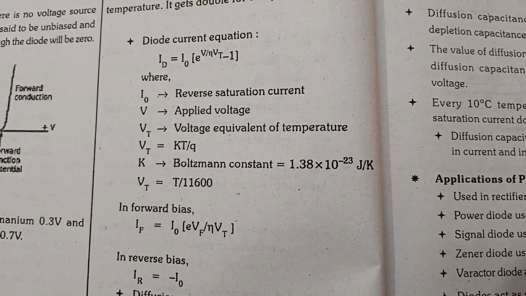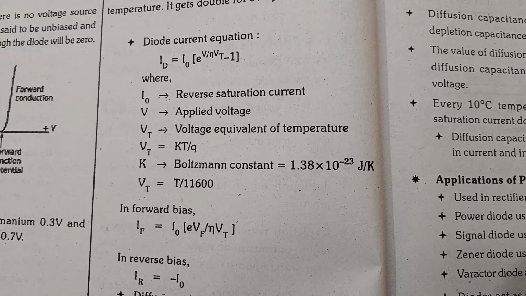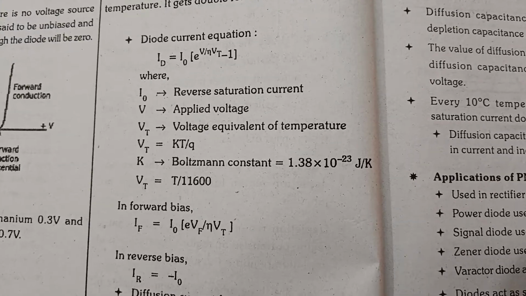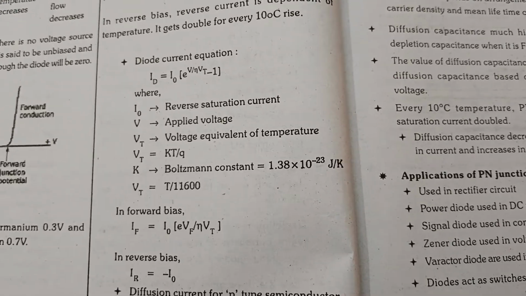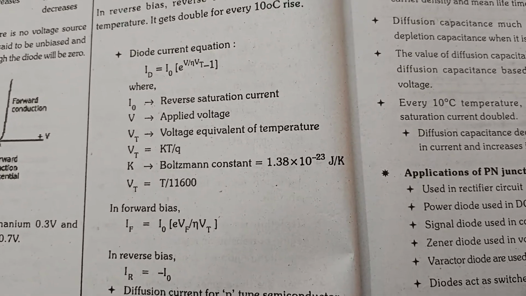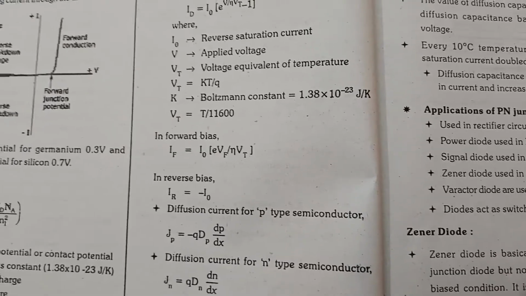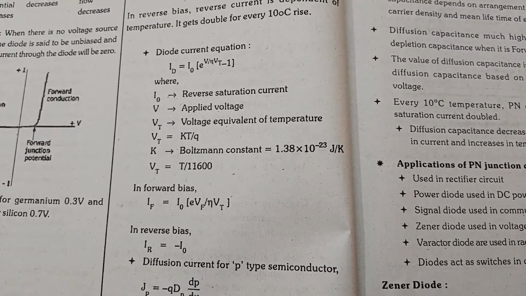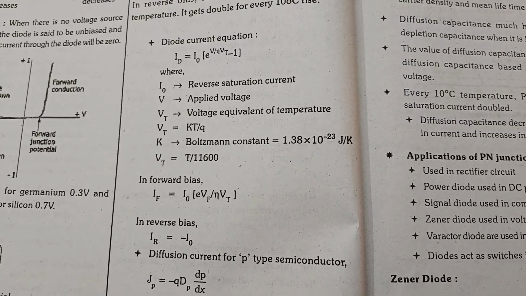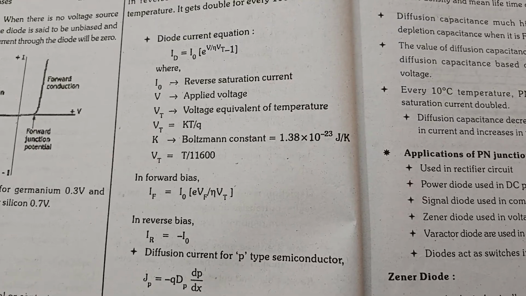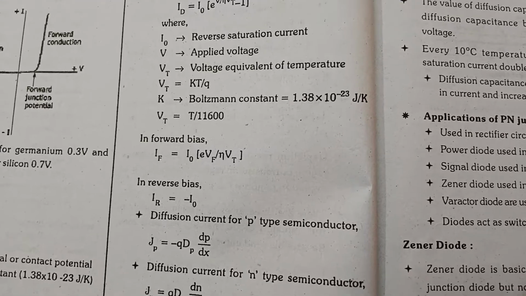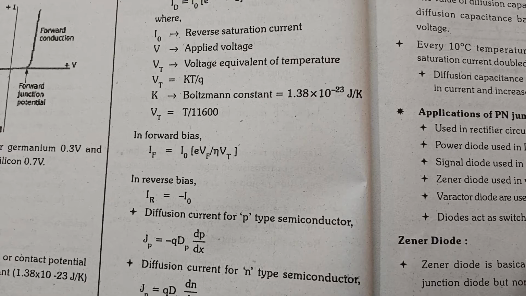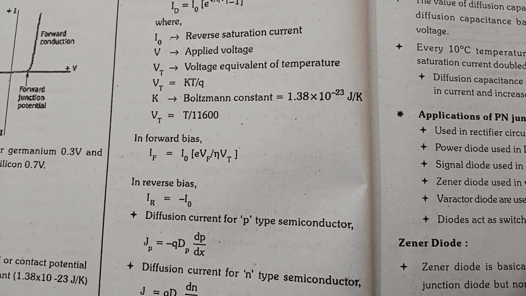K is the Boltzmann constant, and that equals 1.38 into 10 to the power of minus 23 joules per Kelvin. VT equals T by 11,600. In forward bias, IF equals I naught e power VF by NVT. In reverse bias, IR equals minus I naught.